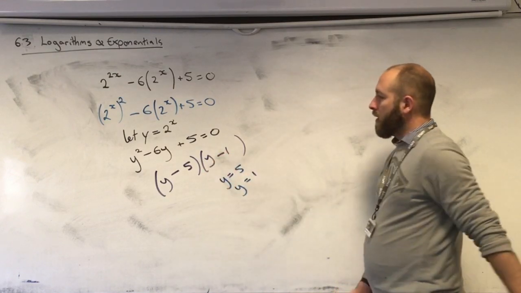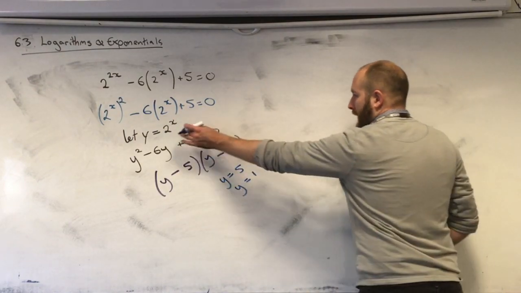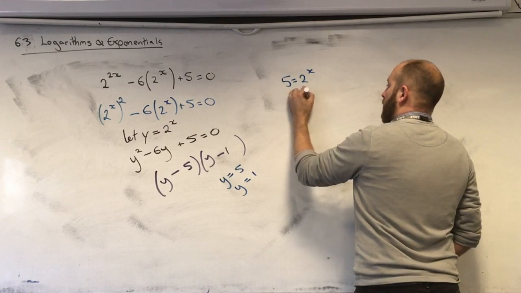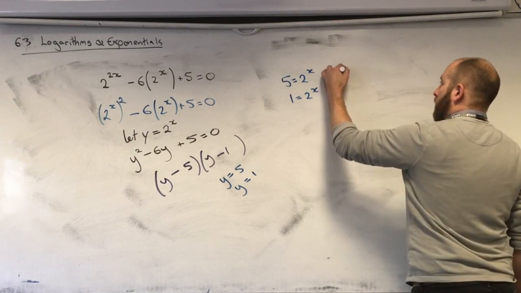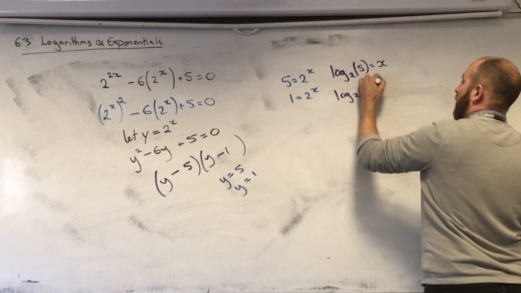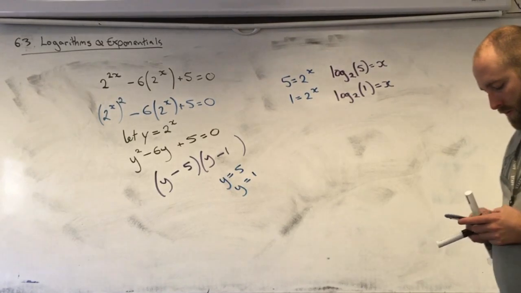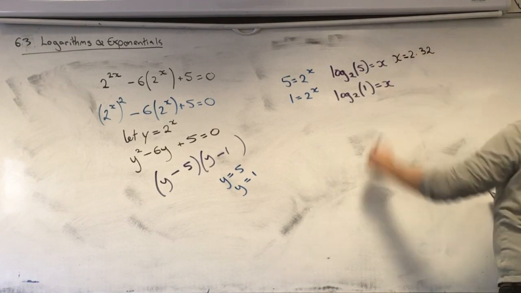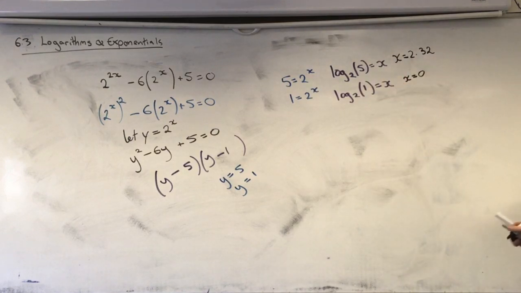But remembering, we want to solve it for x. x is the value we started with, x is the thing we need to solve. So we're going to put these back into our y equation here. So you get 5 equals 2 to the x, or 1 equals 2 to the x. And now we need to use logs to solve these. So for the top one, we can say log to the base 2 of 5 equals x. And here we've got log to the base 2 of 1 equals x. Need my calculator for the top one, so log to base 2 of 5 gives us 2.32. And for this one, 2 to the power something is 1, well I know that x has to be 0, because 2 to the power 0 is 1.